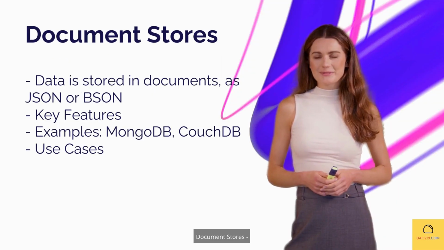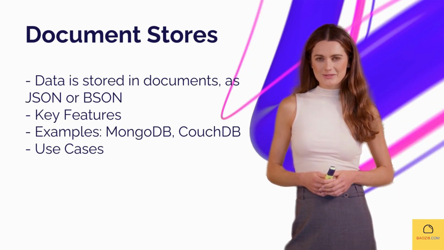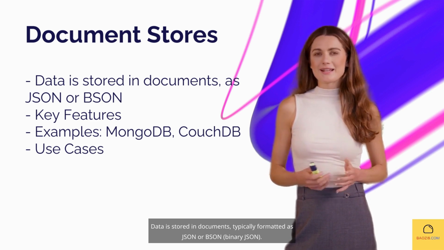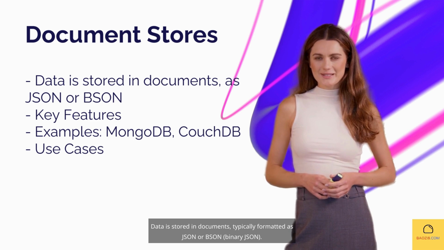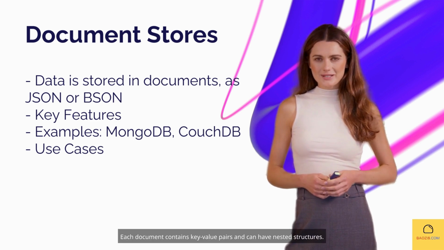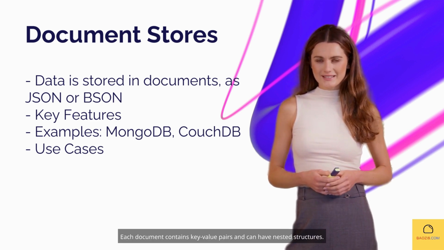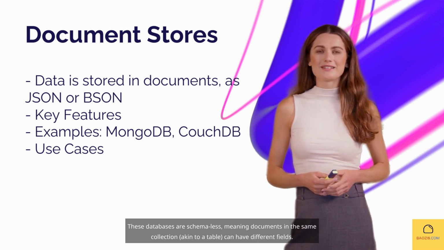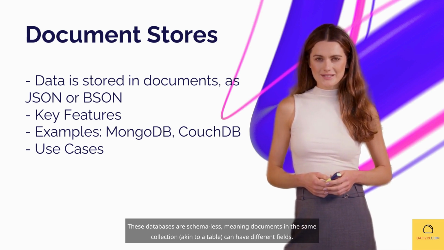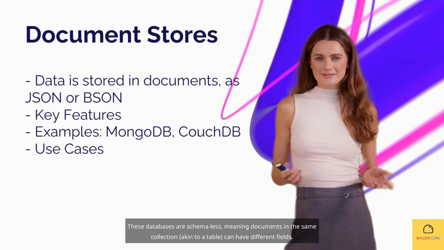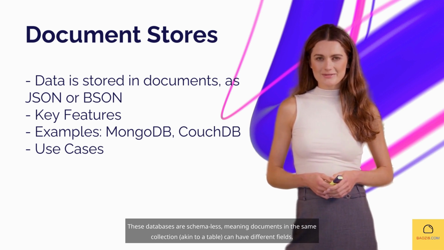Document stores. How they work. Data is stored in documents, typically formatted as JSON or BSON, binary JSON. Each document contains key value pairs and can have nested structures. These databases are schemaless, meaning documents in the same collection, akin to a table, can have different fields.